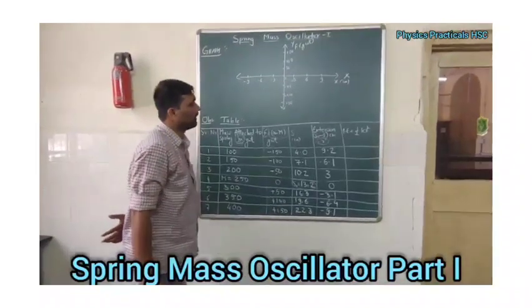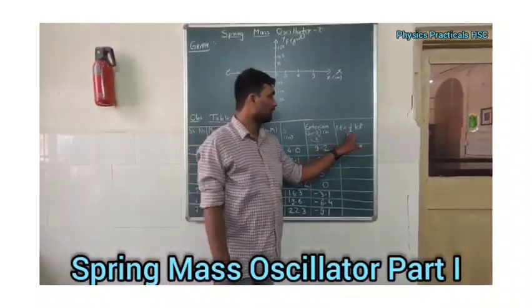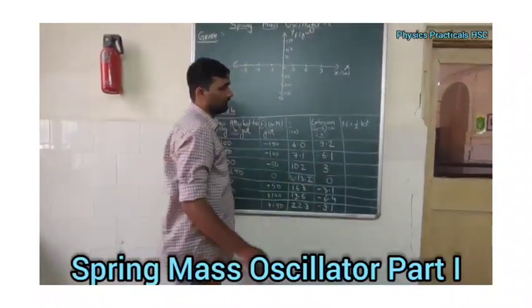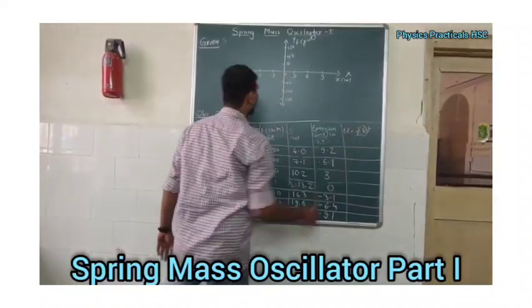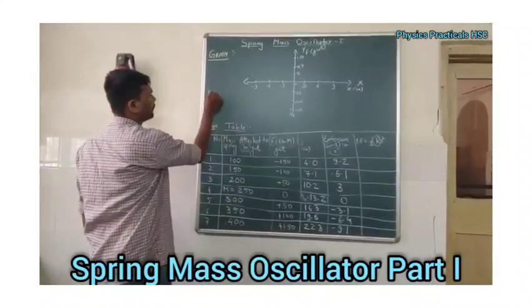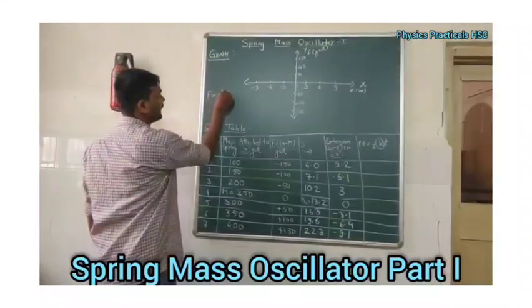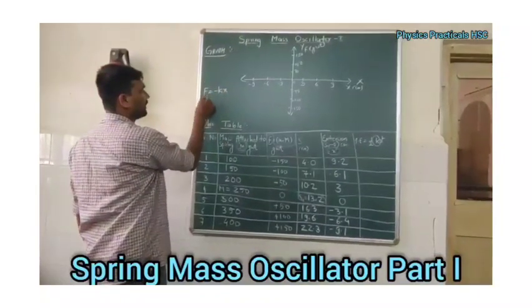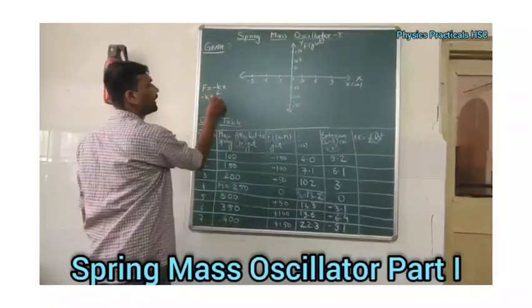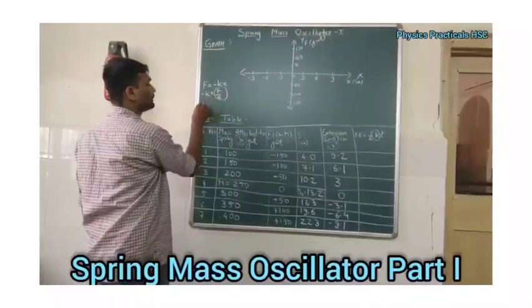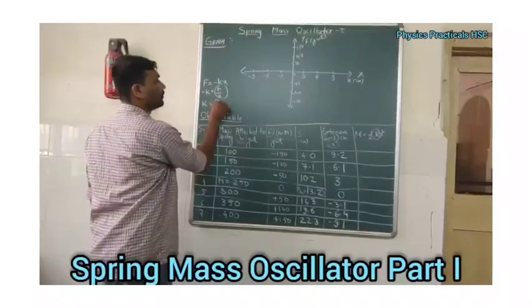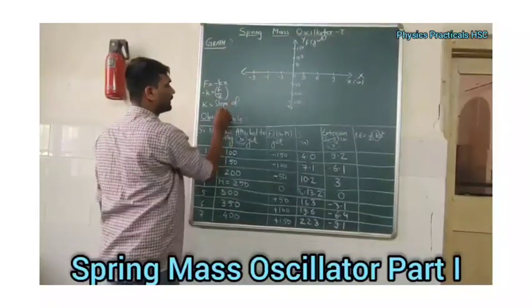Okay, coming with the graph for the potential energy of the spring mass oscillator, we need the k value, where we know that the formula is force is equal to minus kx. So we can get the minus k as the force upon x, which is nothing but the slope of the graph. Slope of this graph.